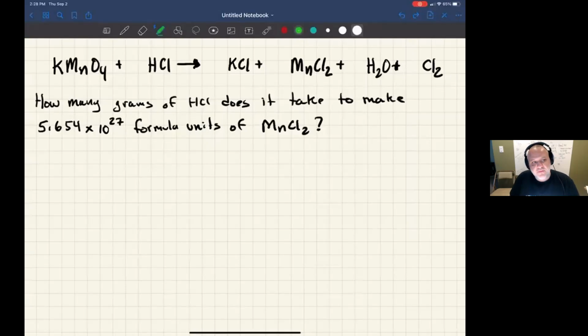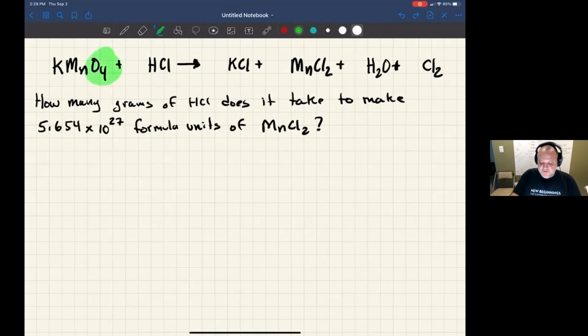Okay, this problem asks you to balance this chemical equation and then calculate the mass of HCl that it takes to make 5.654 times 10 to the 27 formula units of manganese(II) chloride. That is a lot. So let's get with the balancing part.